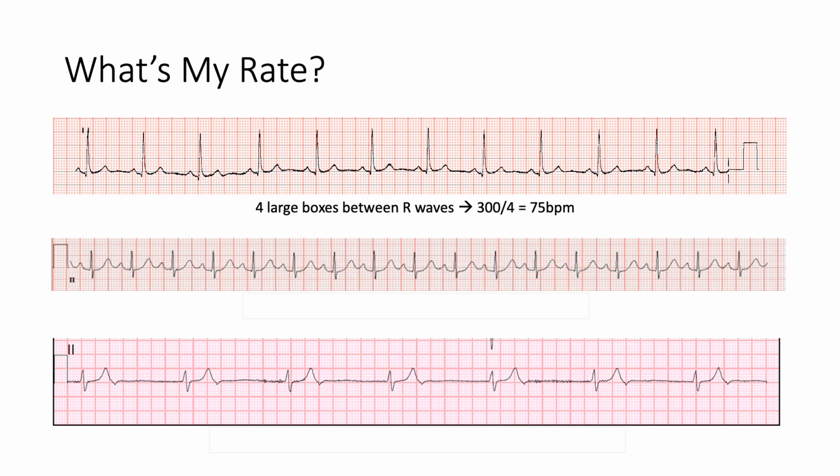So 3 large boxes. So 300 divided by 3 is 100 beats per minute. And this is where you can see some of what almost looks like a saddle shape, but it's not pathognomonic saddle shape. That's just because the P wave and the T wave are starting to get quite close, and sometimes they can get hidden beneath each other.